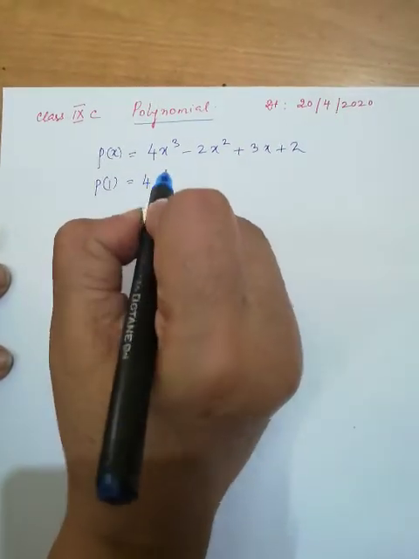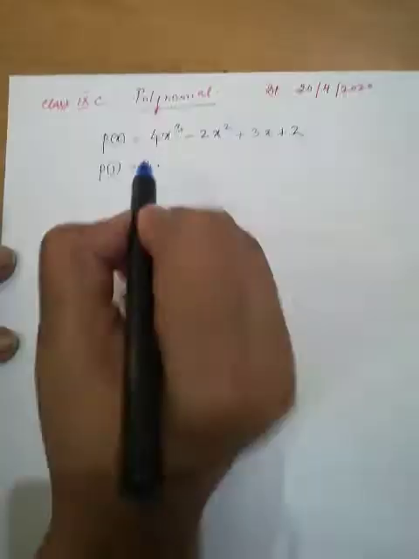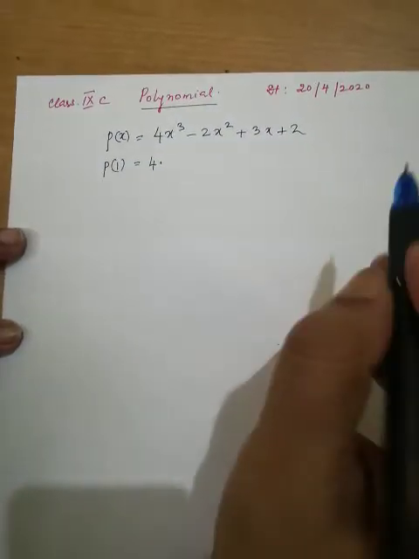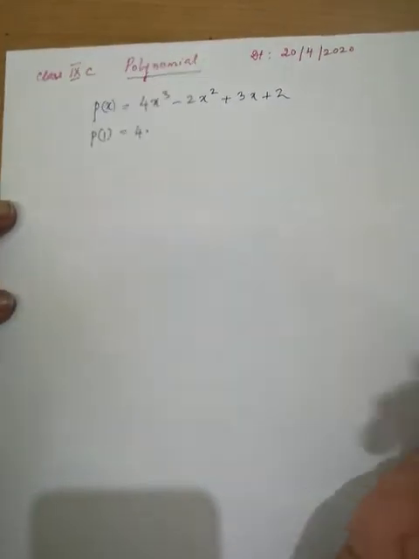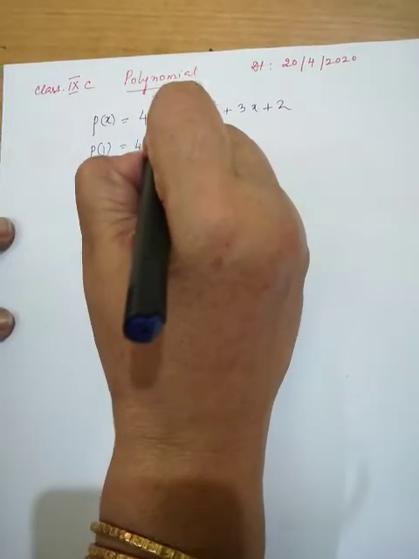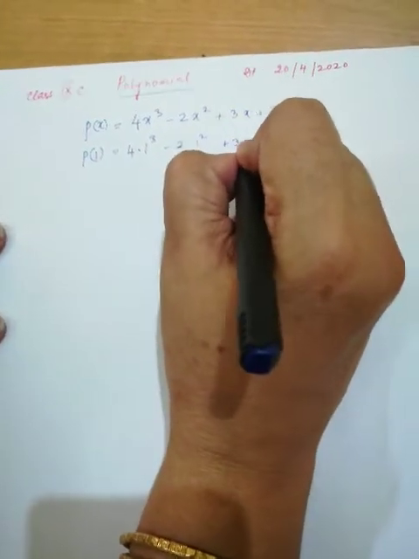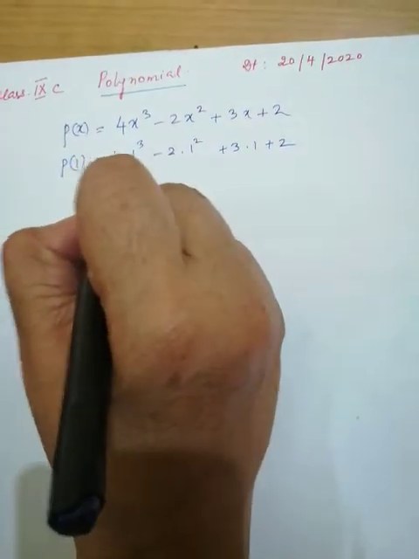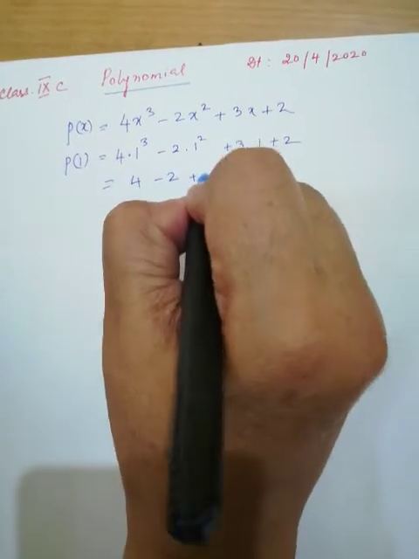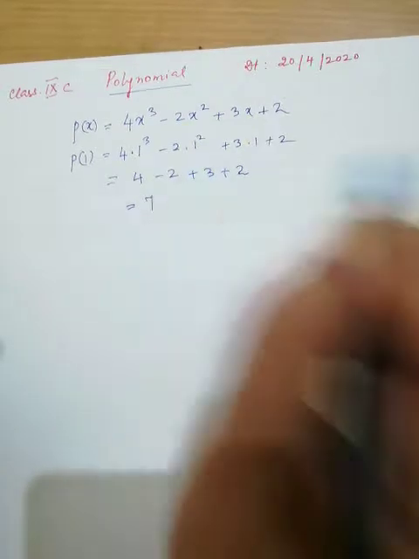I will get 4 into, see children, 4 into, I can put it in the form of a dot here. Not necessary that we should put a cross only. As we go to higher classes, we have to change some of the notation. 4 into 1 cube, 2 into 1 square, 3 into 1, plus 2. So what do I get? And that is equal to 7.